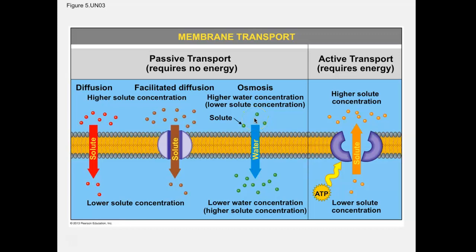And then active transport is the opposite. We're moving from a low concentration to a higher concentration. We need to pump that using ATP. So ATP is used. That's what active means. And we're moving against our concentration gradient. All right, so those are the different kinds of membrane transport.